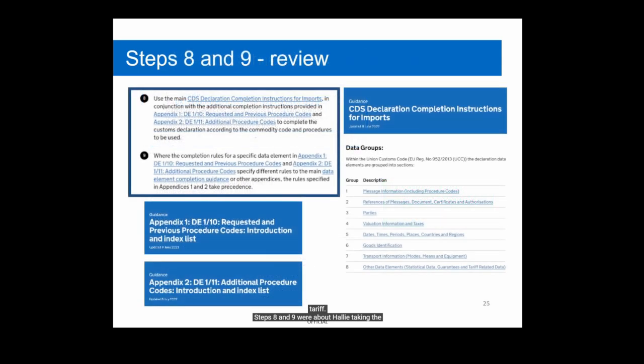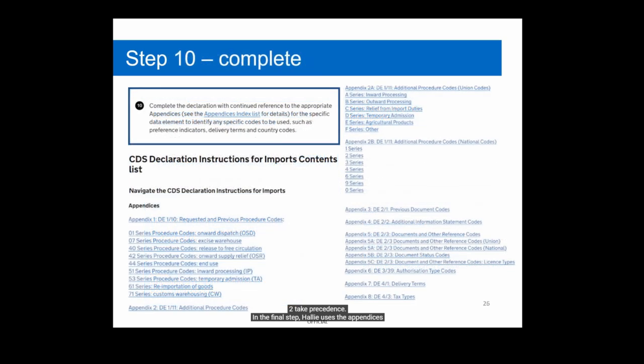Steps 8 and 9 were about Hallie taking the information she had already collected and using the CDS declaration completion instructions for imports to find the other data elements, whilst ensuring that Appendix 1 and Appendix 2 take precedence. In the final step, Hallie uses the appendices to identify specific codes for specific data elements. Once Hallie has completed step 10, she has found all her codes for her declaration.